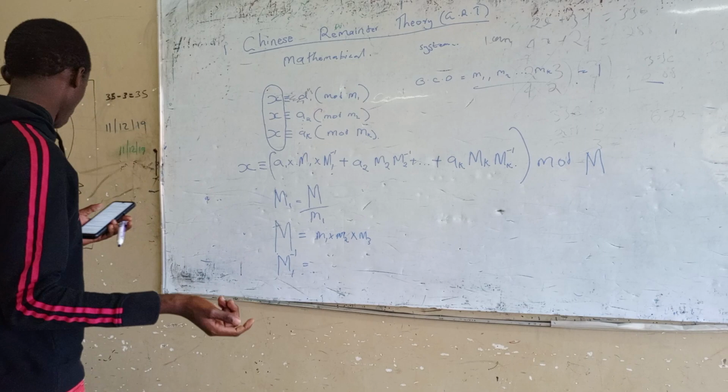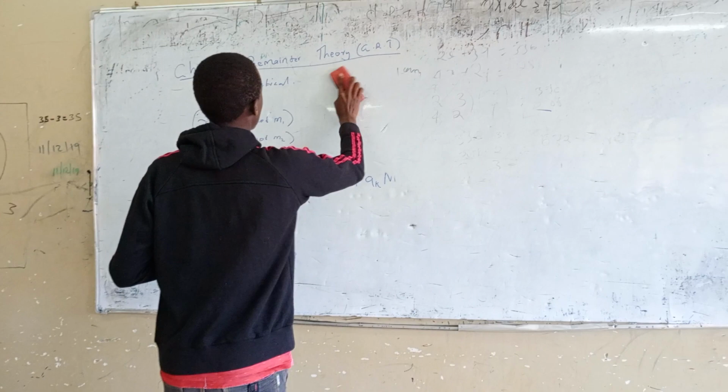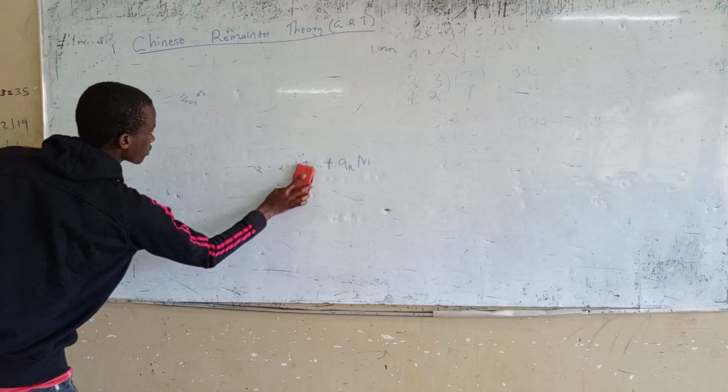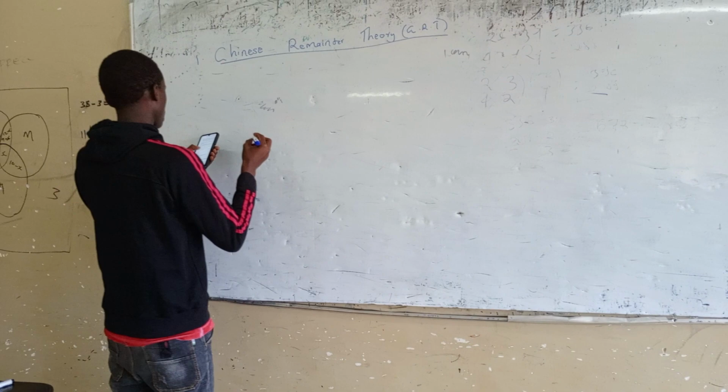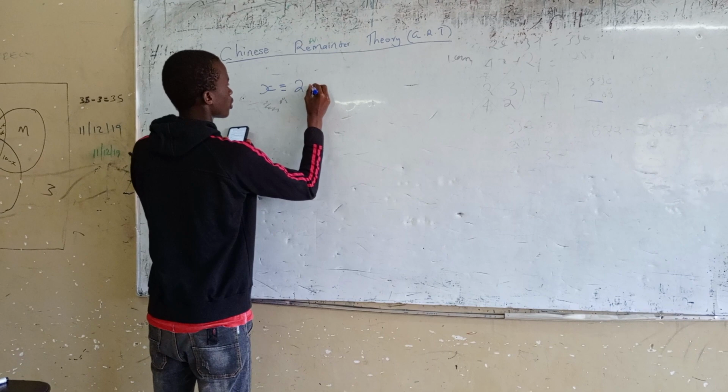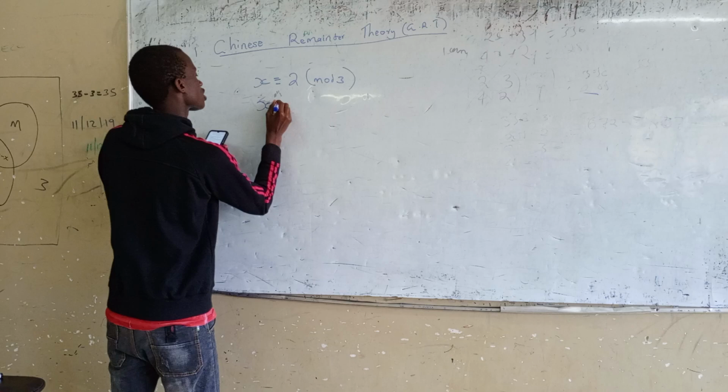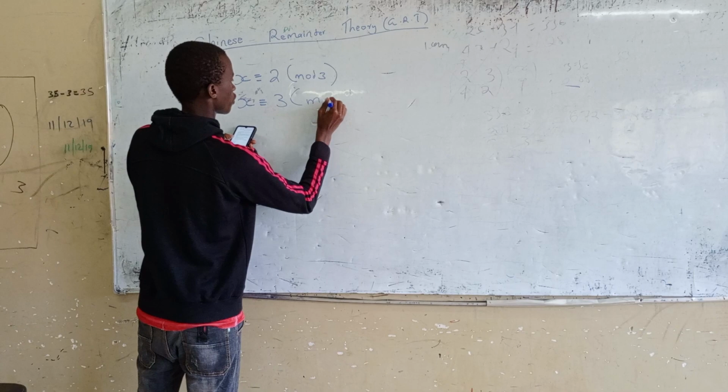Without much explanation, let us go to the worked examples. So let us solve a system of congruences, like x is congruent to 2 mod 3, x is congruent to 3 mod 4, x is congruent to 2 mod 5.